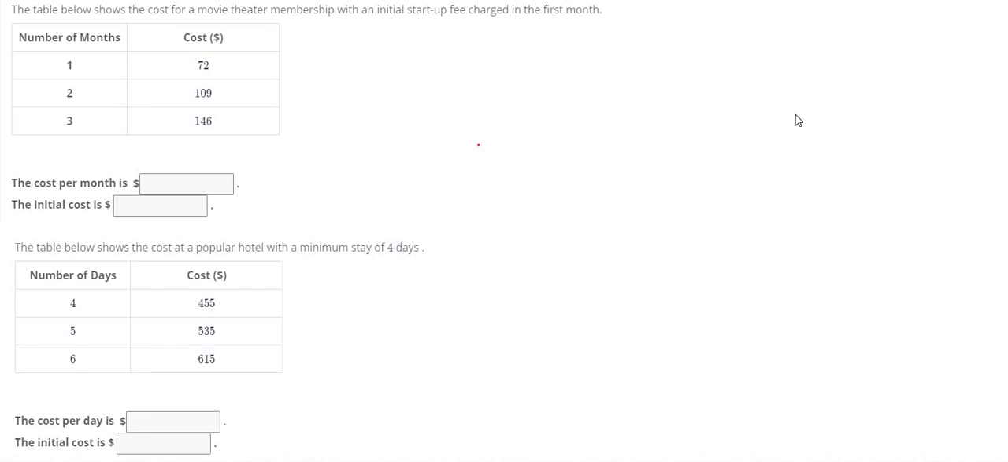So the table below shows the cost for a movie theater membership with an initial startup fee charged in the first month. We want to find the cost per month and then the initial cost. So the cost per month can be found with the slope formula. We don't really want to overthink this, but we can identify just a couple of points.